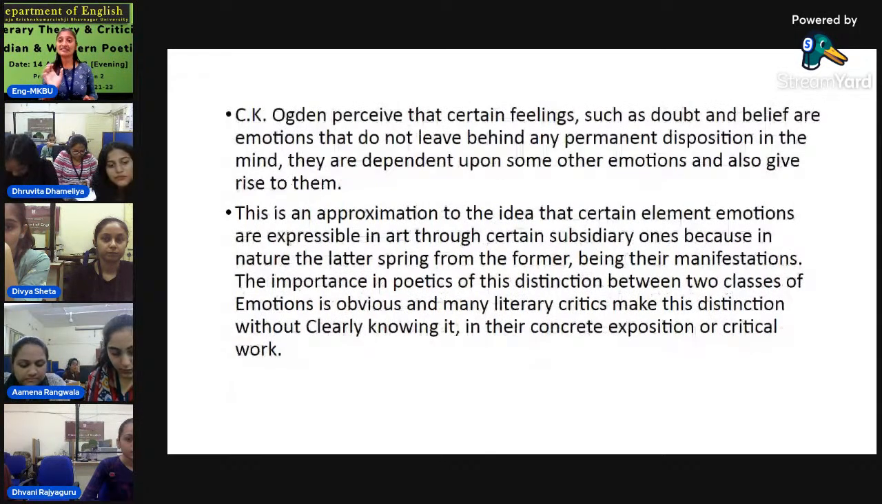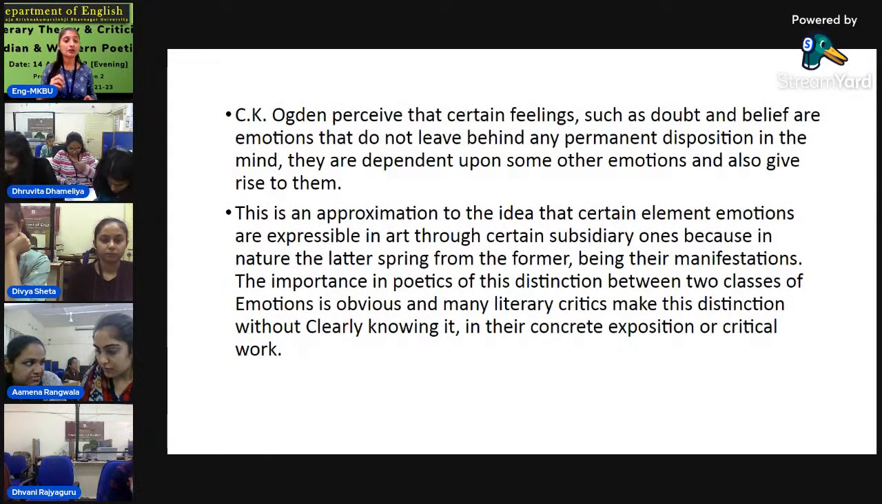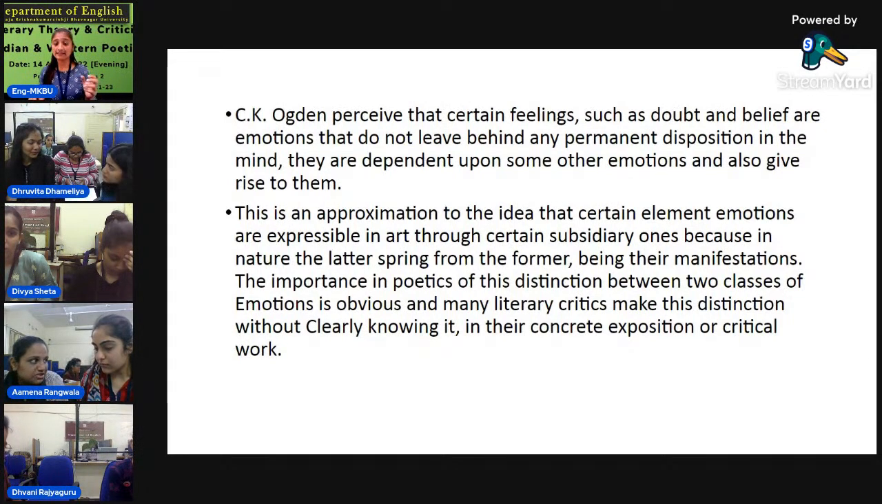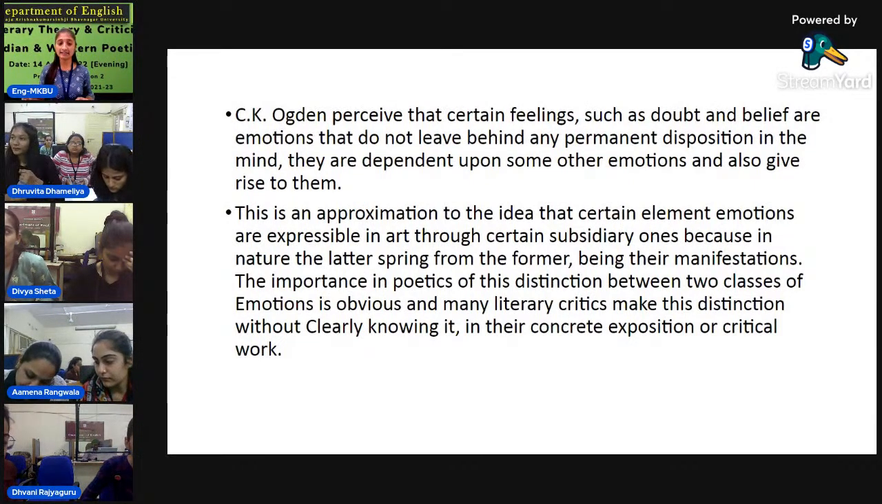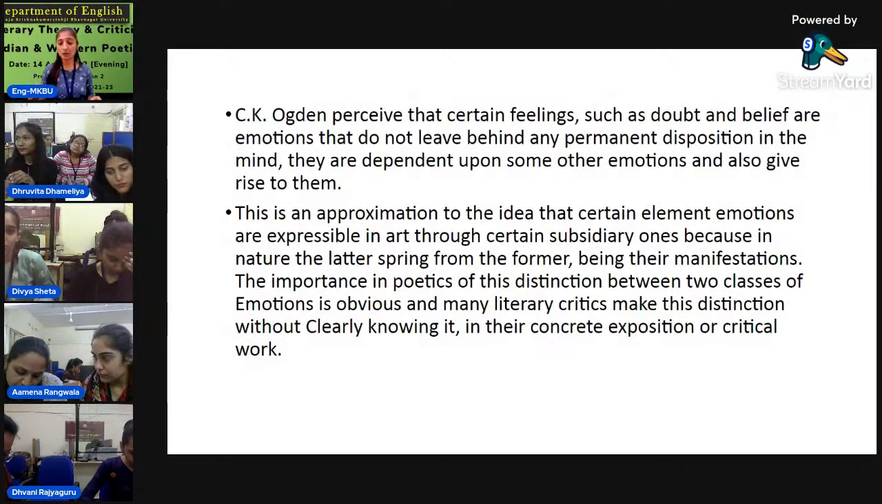And according to C.K. Ogden, perceiving that certain feelings, such as doubt and belief, are emotions that do not leave behind any permanent dispositions in the mind, they depend upon some emotion that gives rise to them, and that in art through a certain sensibility, the nature of the latter springs from the former. And emotion is obvious, and many literary critics make the distinctions without clearly knowing it, in their concrete opposition or critical work.